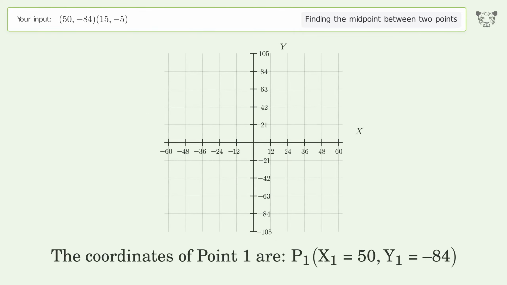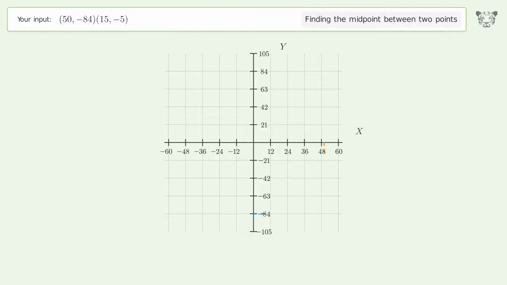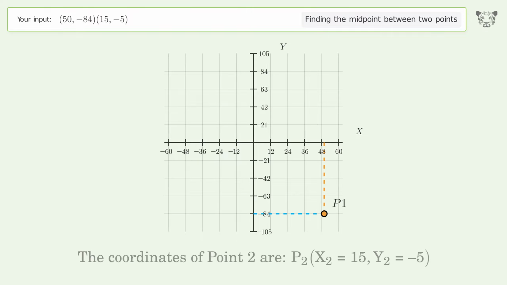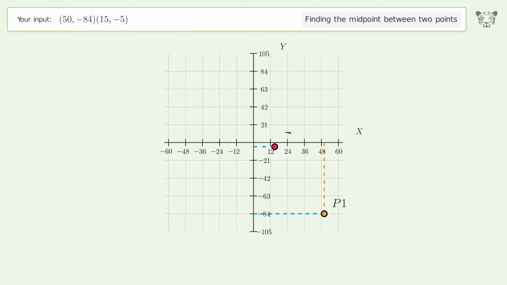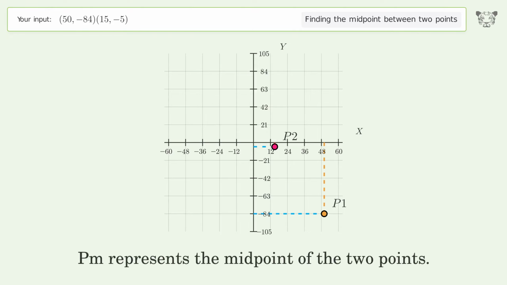The coordinates of point 1 are, x1 equals 50, y1 equals negative 84. The coordinates of point 2 are, x2 equals 15, y2 equals negative 5. PM represents the midpoint of the 2 points.